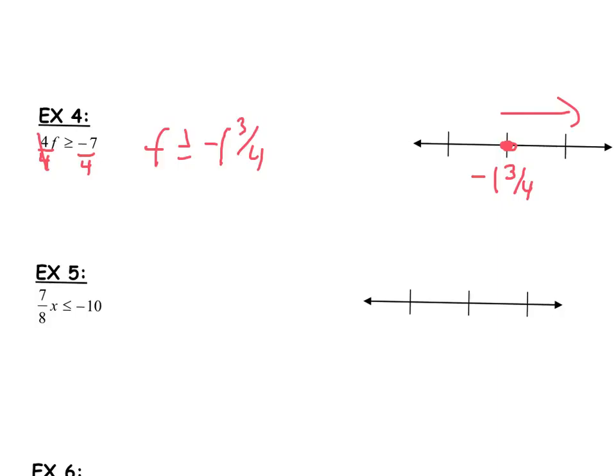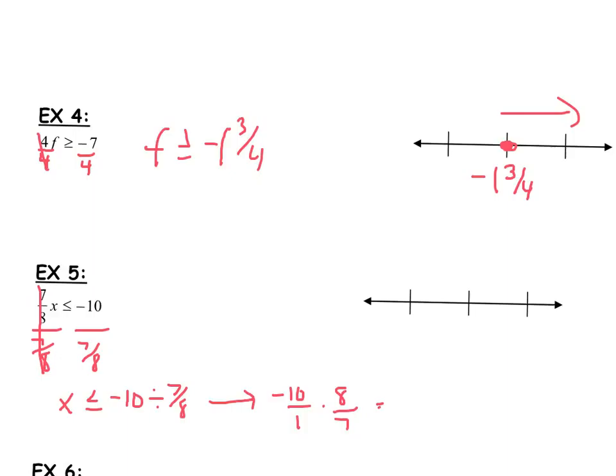All right, let's look at example 5. 7/8 x is less than or equal to negative 10. In order to solve this, we can divide both sides by 7/8. Anything divided by itself is 1, so I have x is less than or equal to, and then I would take negative 10 and divide it by 7/8. So negative 10 divided by 7/8 is negative 10 over 1 times the reciprocal, which is 8/7. So I would end up getting negative 80 over 7.